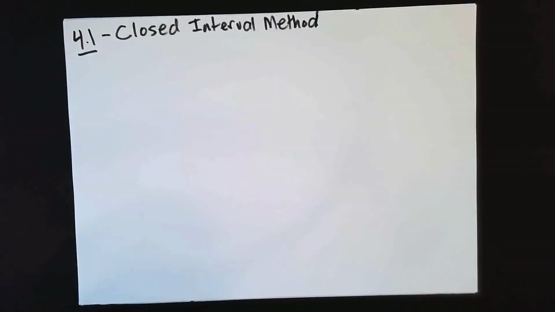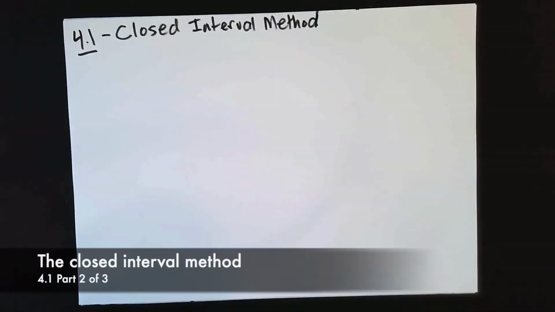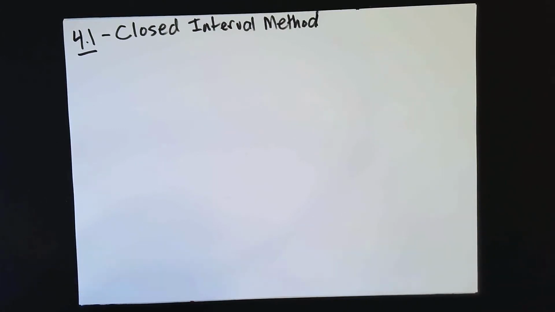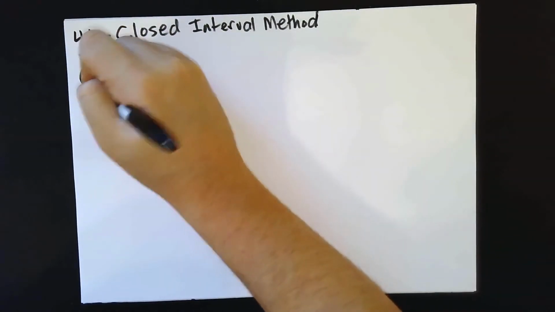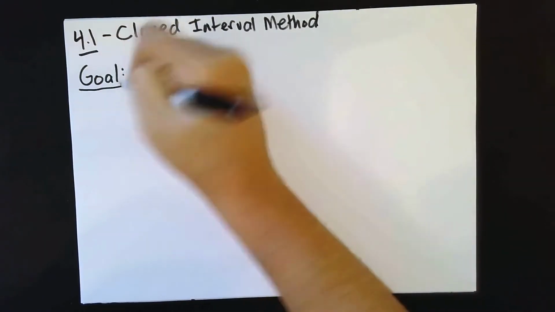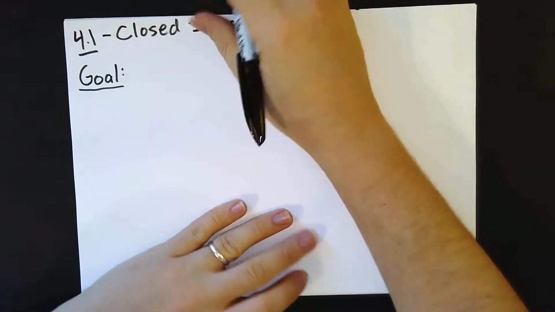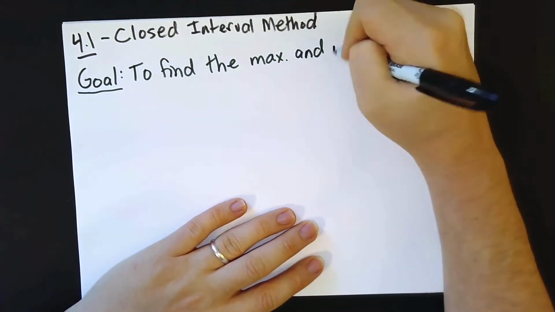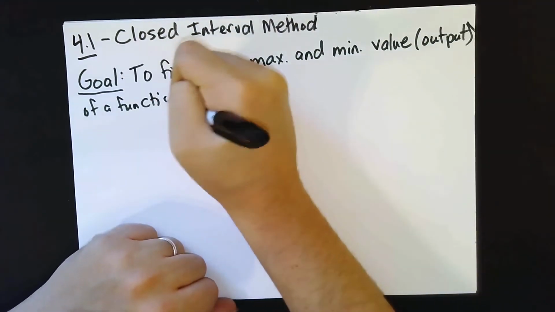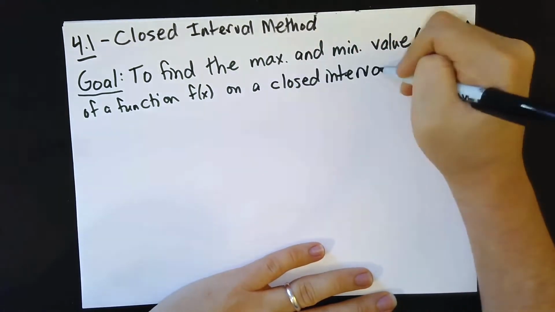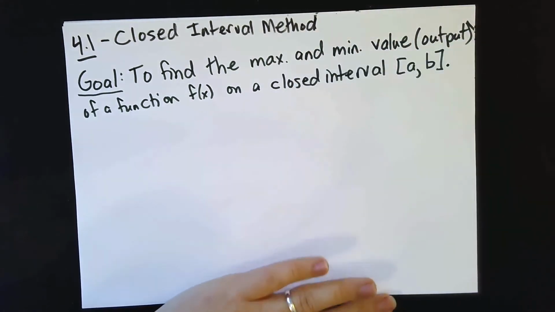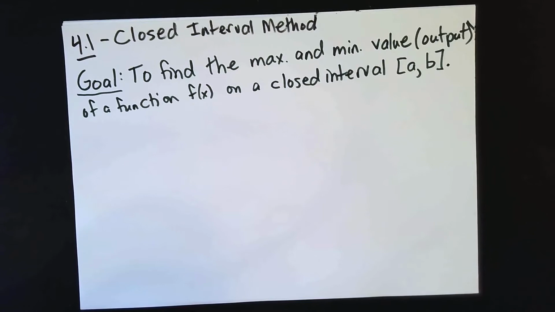Welcome back. In this video, we're going to start talking about 4.1, which is all about an algorithm called the closed interval method. It's a three-step algorithm that I'll explain, but it has a very specific goal, and that very specific goal is to find the maximum and minimum value of a function on a closed interval.